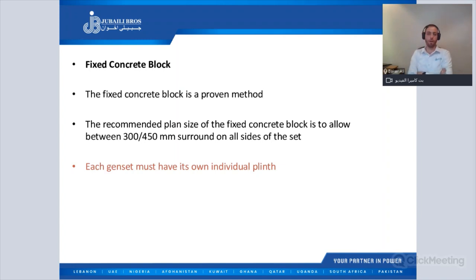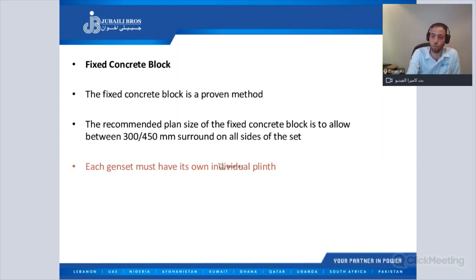Now we'll talk about the fixed concrete foundation under the generator. What is the size of this foundation: length, width, and depth, and how to calculate the depth of this foundation? The recommended size for the fixed concrete foundation is to allow between 300 to 450 mm surrounding on all sides of the set.